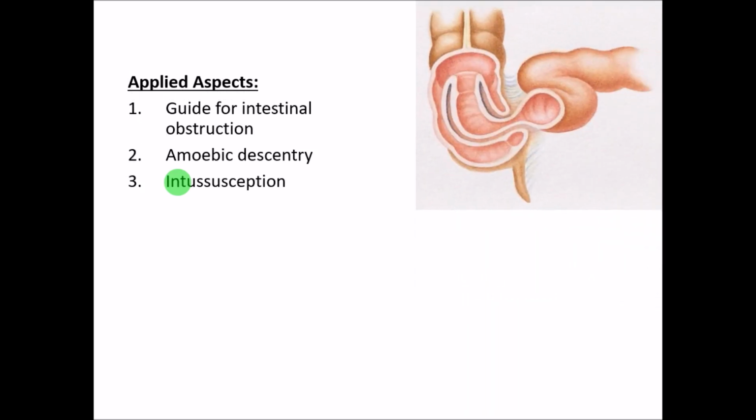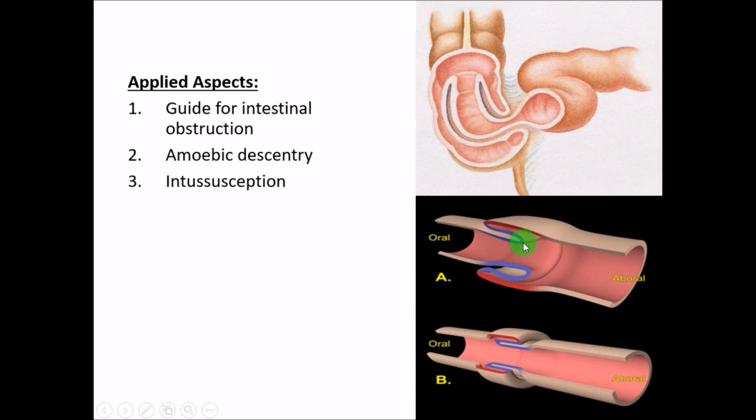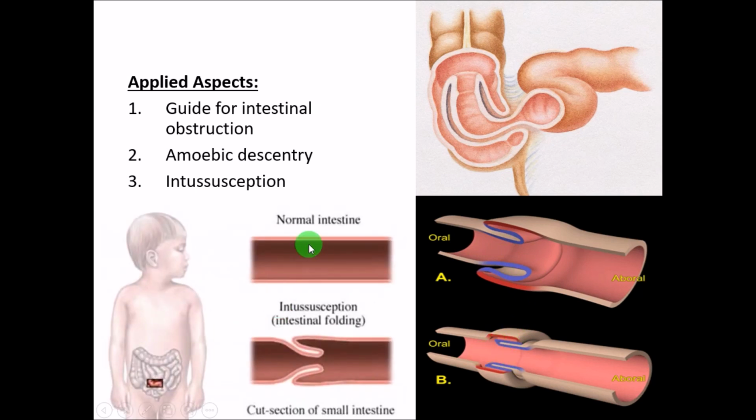So this is the intussusception, where a part of the intestine passes into the other part. If you see here, one part of the intestine is invaginating into the other part, which leads to intestinal obstruction. So here you can see the normal intestine, the wall is smooth, but in case of intussusception a part of the wall becomes weak and it invaginates into the other part. Okay, so this is called intussusception.